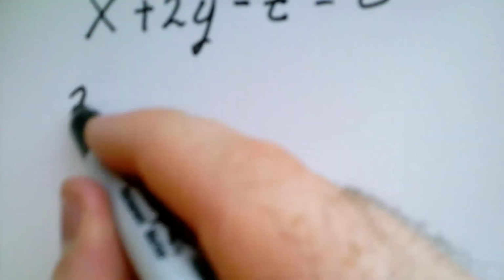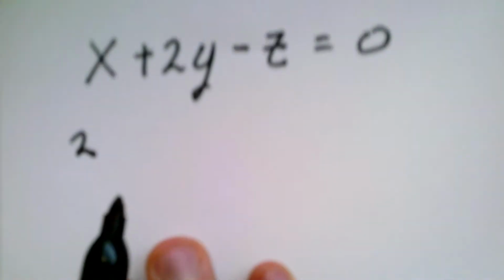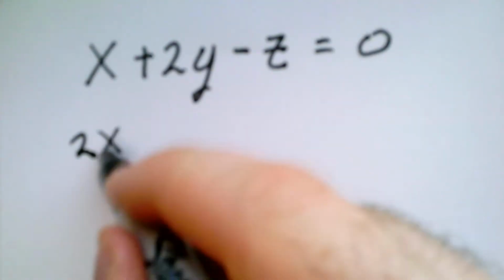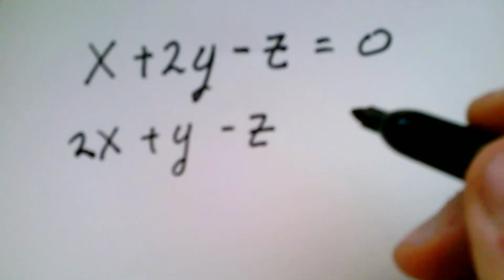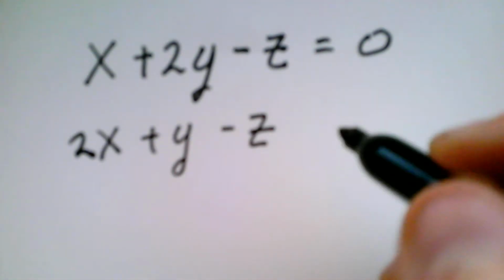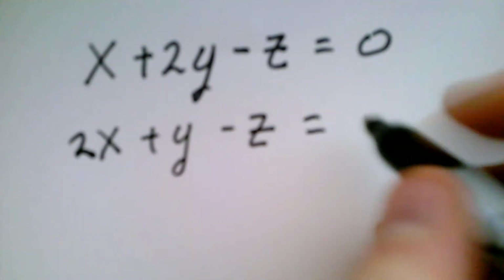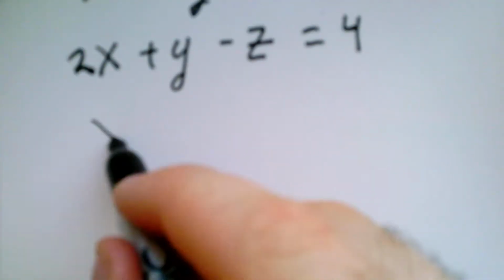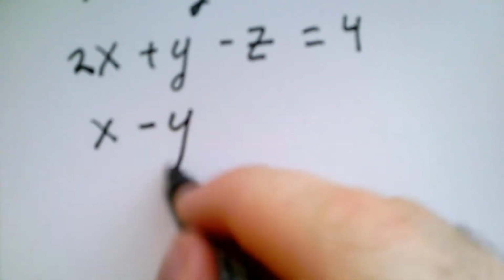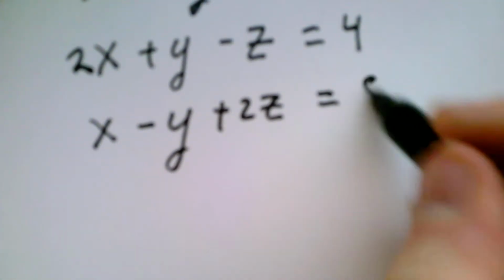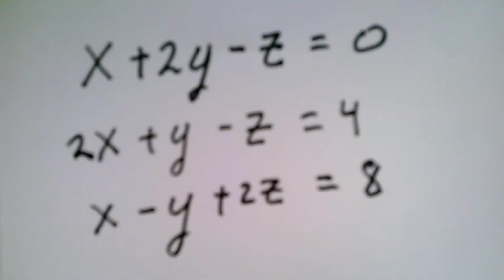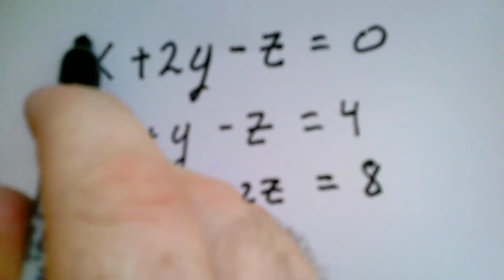So, let's see, let's pull that down. Okay, 2x plus y minus z equals 4, and x minus y plus 2z equals 8. So we have this system here of 3 equations and 3 unknowns.